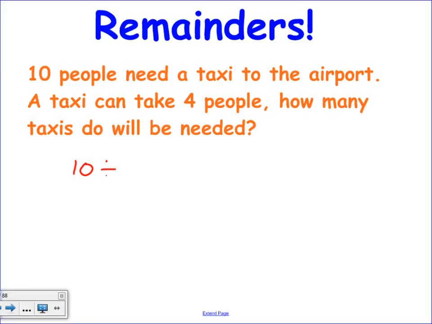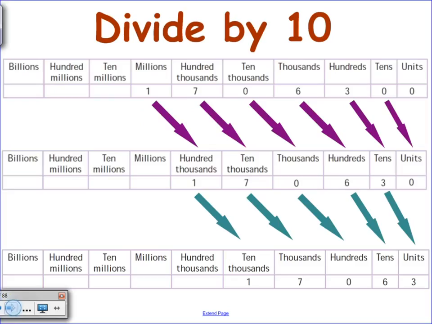So they're asking you to do that, and you know it goes in twice, so you've got 2 full taxis. Remainder 2. So you need another taxi for the last 2 people that are left over. And that's how it translates into a question in the exam. You're talking about remainders, you don't realise you're doing it. Okay, good. And again, dividing by 10, you're knocking the zeros off.